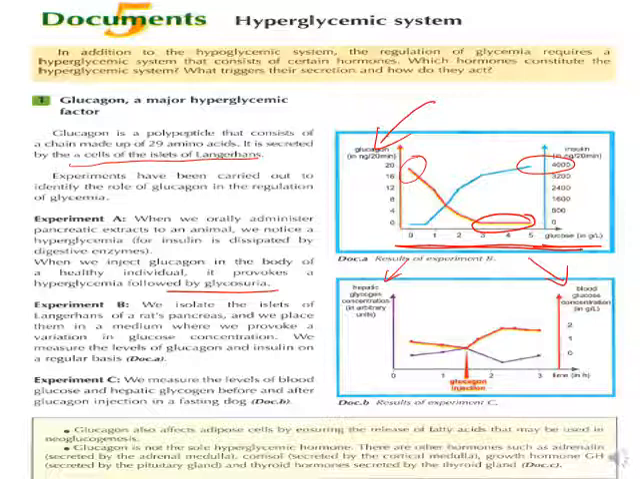So let's move now to the notes found in the yellow box. Here, we have to know that glucagon also affects adipose cells by ensuring the release of fatty acids that may be used in neoglucogenesis. Glucagon is not the sole hyperglycemic hormone. There are other hormones such as adrenaline, secreted by the adrenal medulla, cortisol, secreted by the adrenal cortex, growth hormone, secreted by the pituitary gland, and thyroid hormone, secreted by the thyroid gland, as shown in document C.